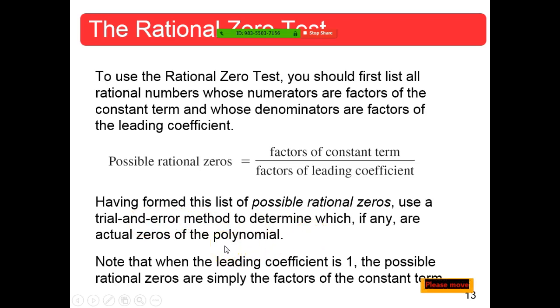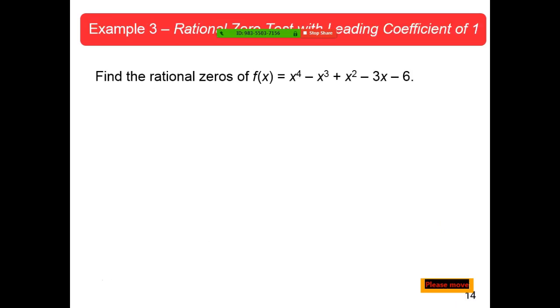Now, we know a technique that makes that easier. You already know it, and that's why we did it in the last section, or the section before. No, the section before that. Note that when the leading coefficient is 1, that means your denominator is all 1, plus or minus 1. So that means all your rational zeros are integers, because that would be your factors of the constant term. The possible rational zeros are simple factors of the constant term, which of course then would be integers.